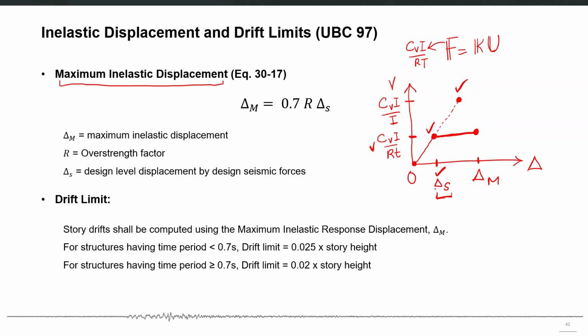So this means that you have to amplify this delta S to reach this delta M number, and that delta M will be the real displacement corresponding to the design earthquake, not this delta S. So the code recommends that you additionally modify your delta S, which comes from your reduced force analysis. So this is from analysis. You have to increase that number by this factor, which is 0.7 into R in UBC 97, to get the maximum inelastic displacement. So this is an additional modification which you have to perform over the displacement responses.